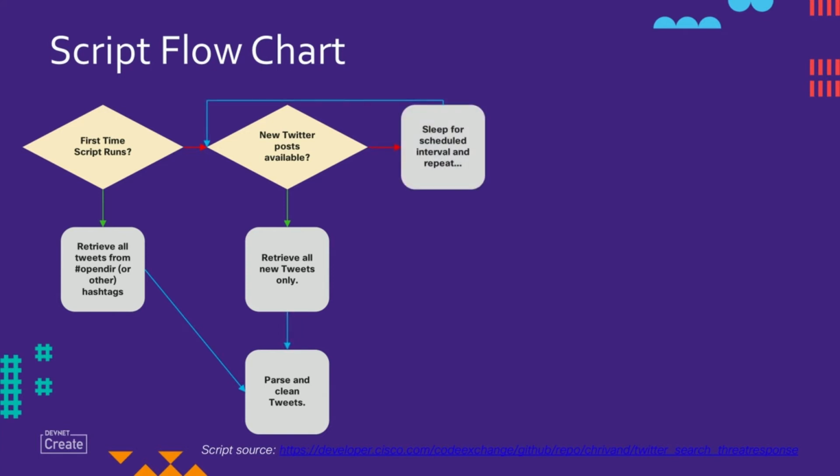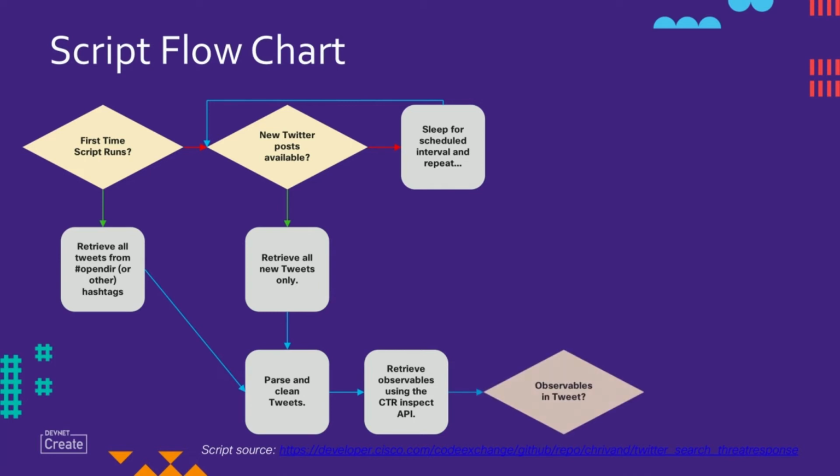After that, it can also sleep. So we are then going to retrieve all observables from the CTR inspect API. We're then going to see, hey, are there any observables in this tweet? If so, we're going to see if there's any targets. Targets are if any of my hosts in my environment reached out to one of those observables.